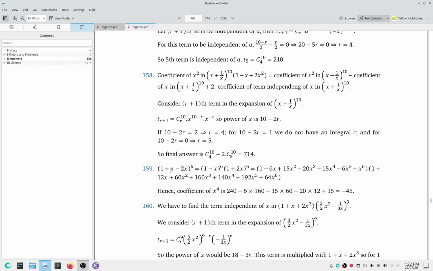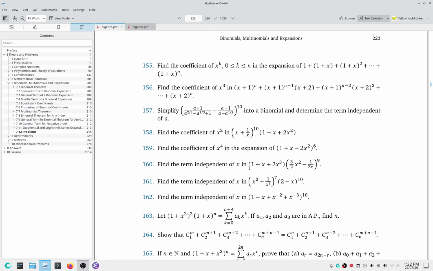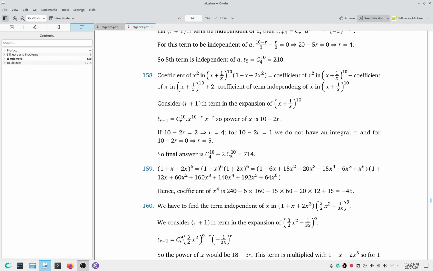So we write this as (1 minus x) to the power 6 times (1 plus 2x) to the power 6. Okay, let me see if the factorization is correct or not. Looks like the factorization is correct. Now we expand both the binomial terms. (1 minus x) to the power 6 becomes 1 minus 6x plus 15x squared and so on. And (1 plus 2x) to the power 6 becomes 1 plus 12x plus 60x squared and so on.